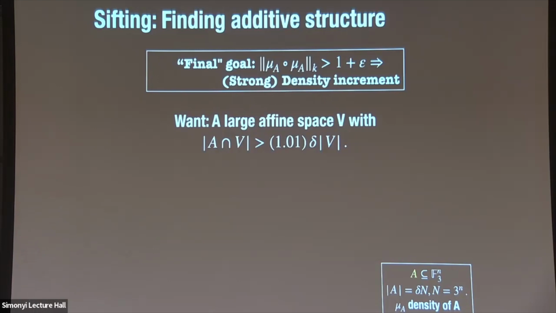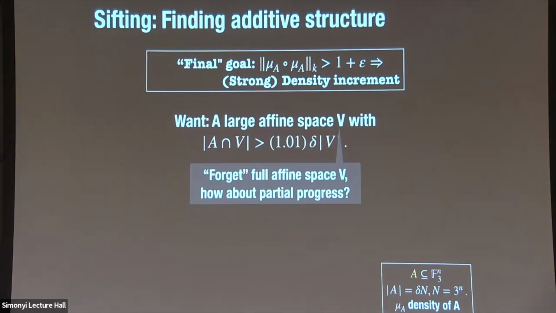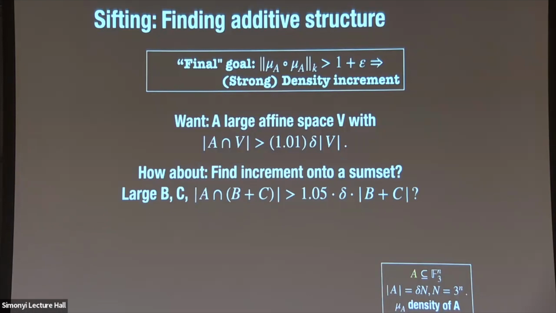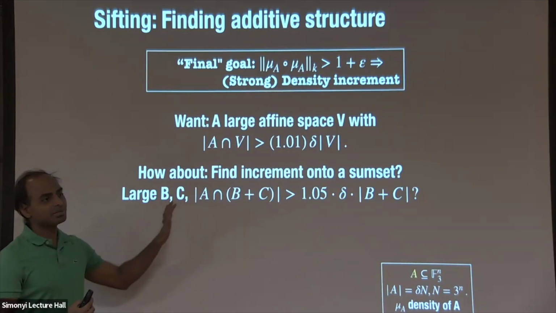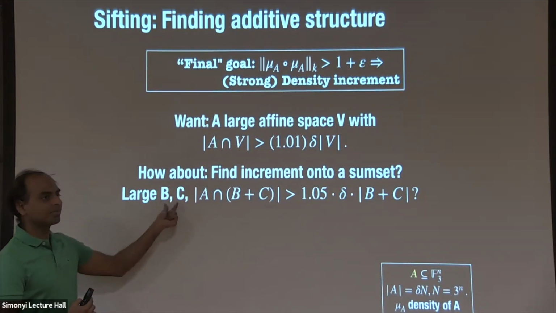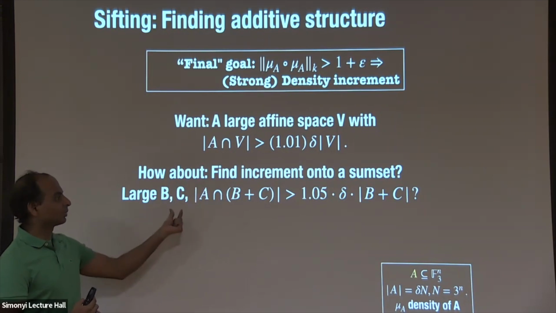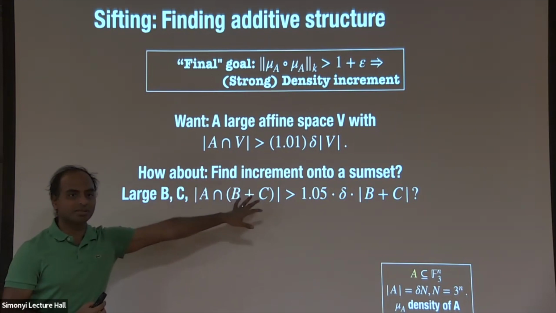Right? So as a way towards finding a large affine space onto which we have a density increment, let me ask for something a little bit weaker than finding a subspace. Can we find density increment onto a set with some additive structure? Maybe it's not a full subspace, but it has some additive structure. In particular, can we find density increment onto a sumset? Sumset means I take two large sets B and C, and I look at all things that I would obtain by adding pairs of them. So B plus C.